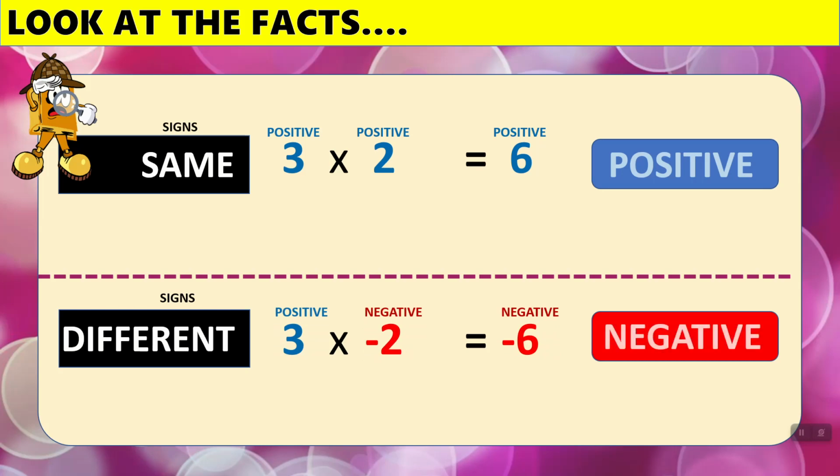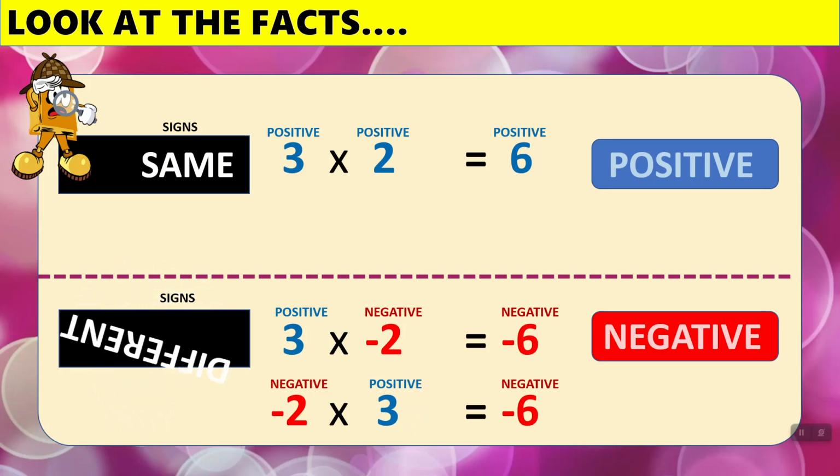The answer is negative. If we switched around the 3 and the minus 2 and we wrote it as minus 2 times a positive 3, it gives us minus 6 as well. Minus 2 is negative, 3 is positive, minus 6 is negative. We can see that when the signs are different in the question, 3 times minus 2 or minus 2 times 3, the signs are different. The answer is always negative when we multiply them together.